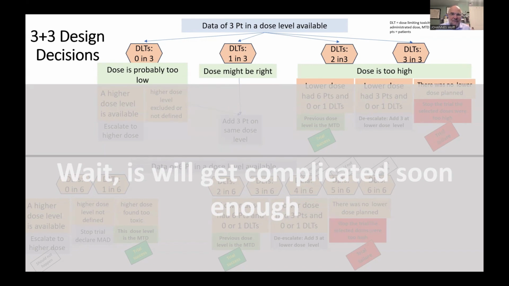Think of yourself as being the chair of that committee. You now have 3 patients' data to evaluate. There are 4 possibilities. There could be no DLT observed. 1 of the 3 patients could have a DLT. 2 or 3 of the patients could have experienced DLTs. In general, the 3+3 design thinks this dose is probably too low, so we should escalate. This dose might be right, so we should add 3 more patients. And this dose is too high, so we should de-escalate to the next lower dose. But it is a bit more complicated.